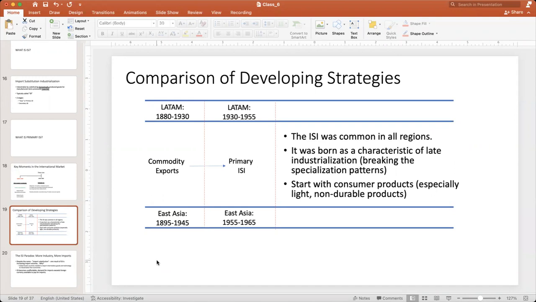And because of that, until the end of World War II, East Asia countries were able to implement autonomously these types of policies. However, Latin American countries got their independence in the early 19th century. So that's why in 1930, they were able to implement this type of policies.